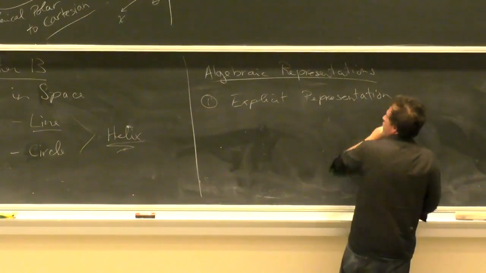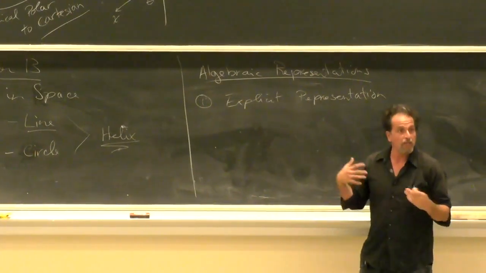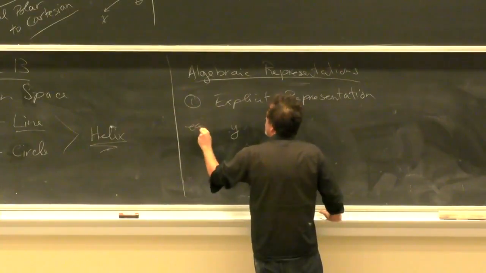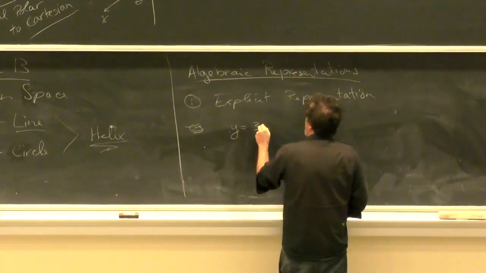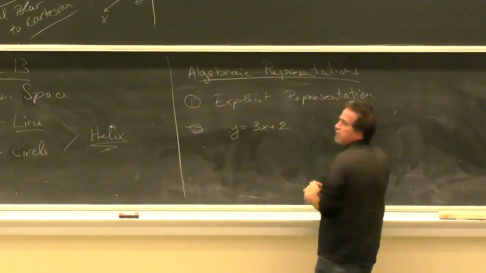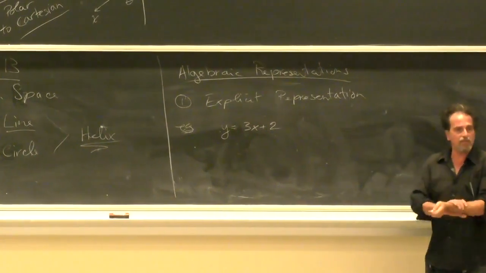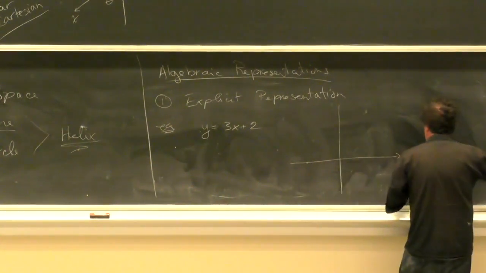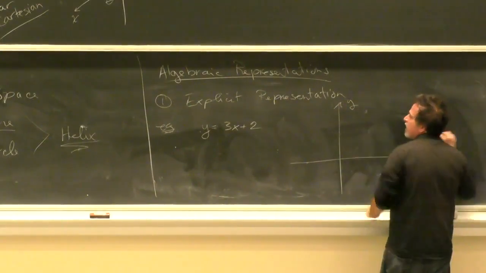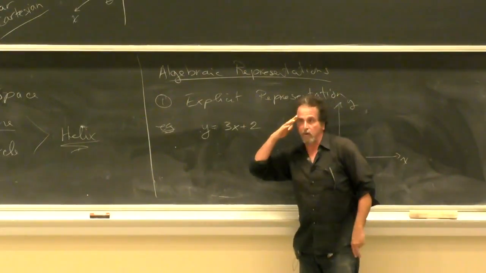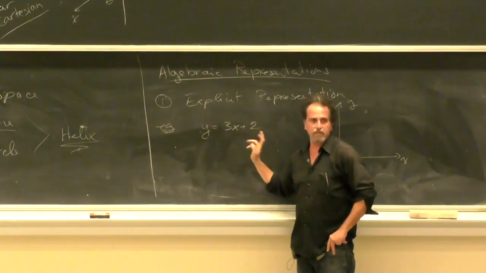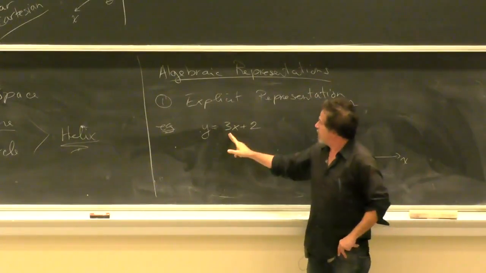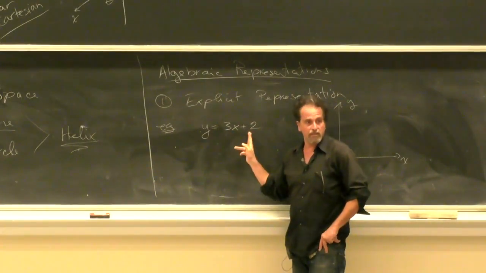Representation. For example, the explicit representation of a line is y equals, e.g., y equals 3x plus 2. That's the explicit representation of a line. How do I draw this? Well, I look at it in the xy plane, and we probably have memorized by now that y equals mx plus b is the quick way to read off, m being the slope, b being the y-intercept.